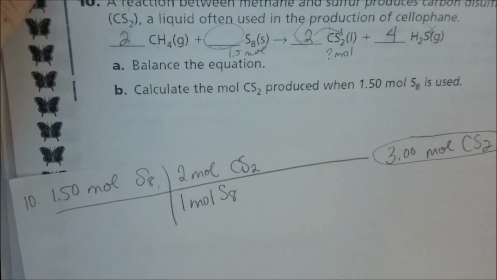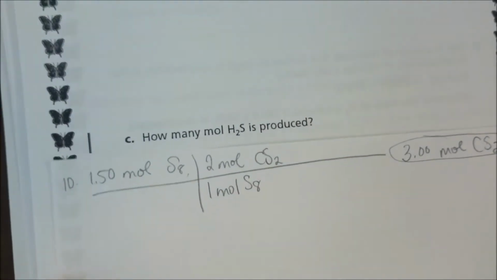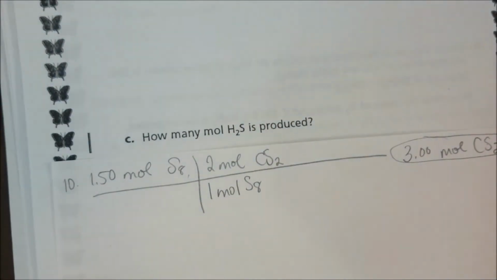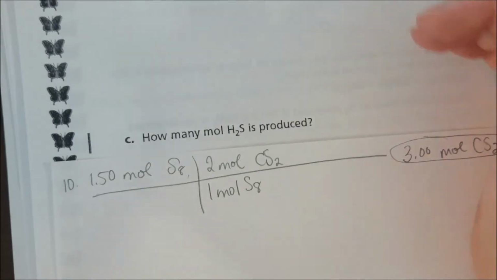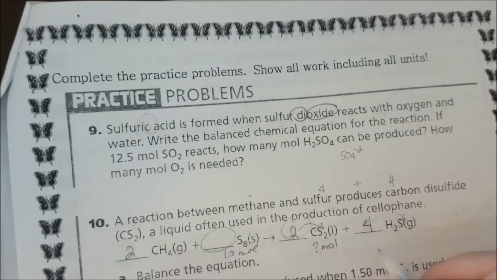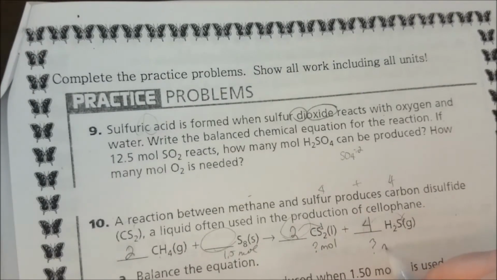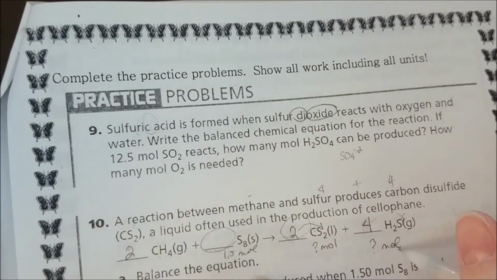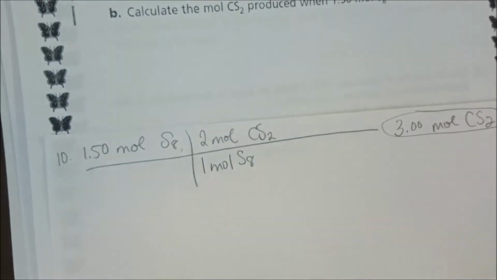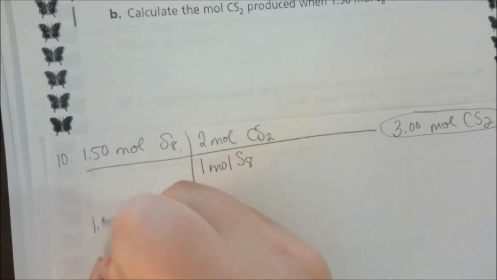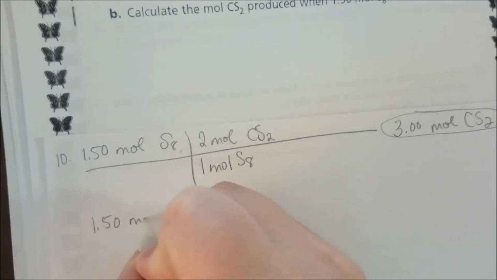Now we do have another problem here. They ask us how many moles of hydrosulfuric acid could be produced. So they're asking you how many moles of this. And you guys always want to start with the thing that they give you, if you can. And so we're going to start with the moles of S8.